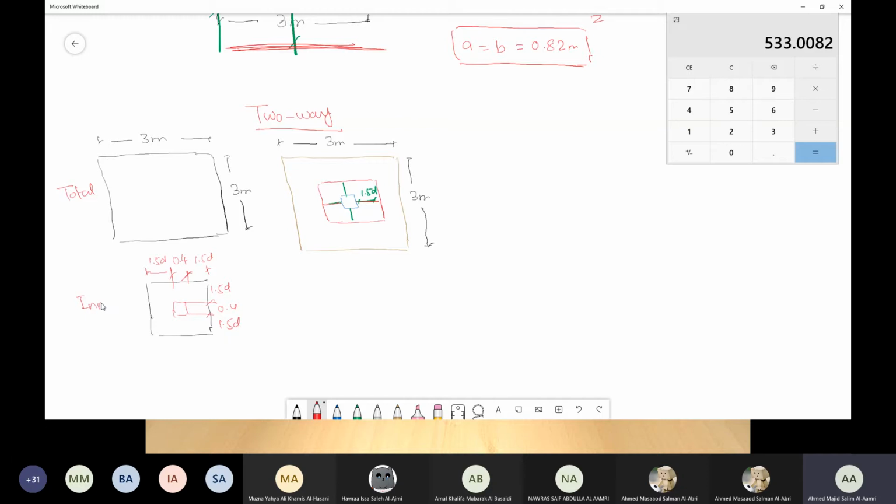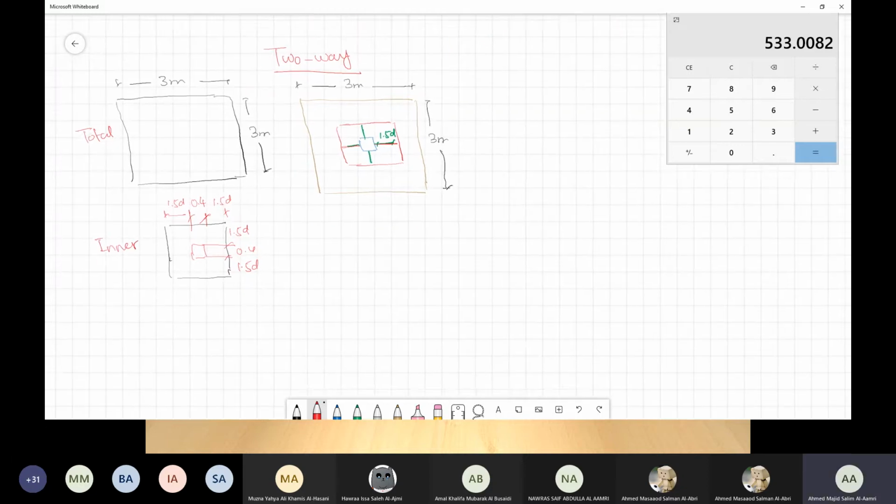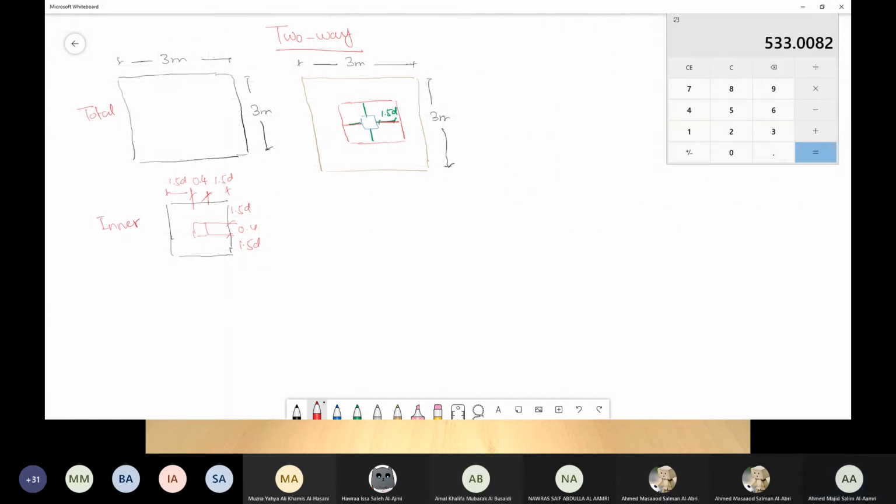This is the inner area. Okay, and there is another area, which is this area. Let us call it the outer area.